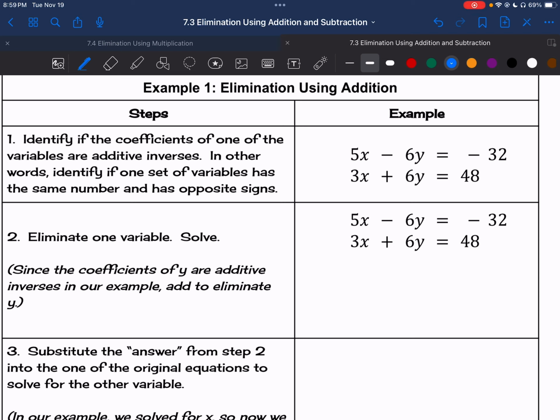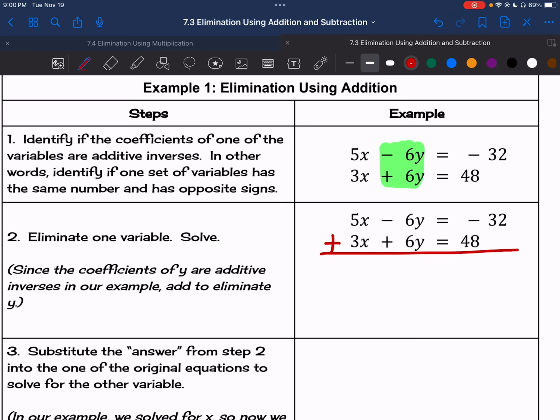Our first step says identify if the coefficients of one of the variables are additive inverses. In other words, identify if one of the variables has the same number with opposite signs. And as I look at that, I have that right here with the 6y and negative 6y. So my first step is going to be adding these two equations together.